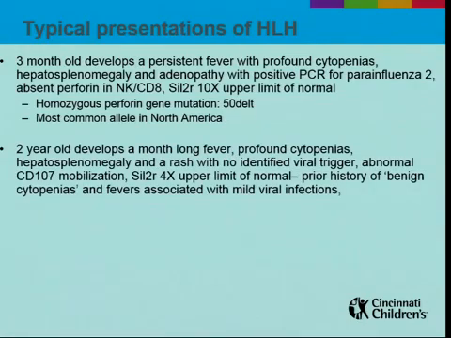A little more common and a little more difficult to diagnose is a 2-year-old who has a month-long history of intermittent fevers, develops cytopenias, also has hepatosplenomegaly and a rash, and does not have any identified viral triggers. On screening, it does have an abnormal CD107A mobilization, we'll talk about shortly. Soluble IL-2 is elevated, but not as striking as the previous patient. Also has a history of benign cytopenias and recurrent fevers associated with mild viral infections.